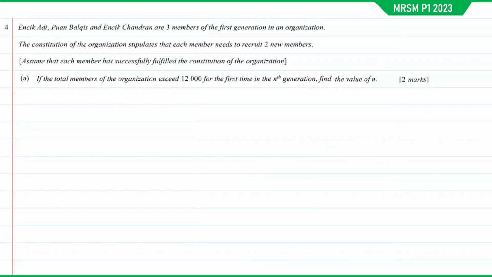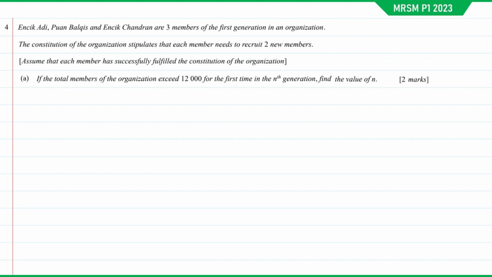Question number 4. Encik Adi, Puan Balkis, and Encik Chandra are 3 members of the first generation in an organization. The constitution of the organization stipulates that each member needs to recruit 2 new members. Assume that each member has successfully fulfilled the constitution of the organization. A. If the total members of the organization exceed 12,000 for the first time in the nth generation, find the value of n.